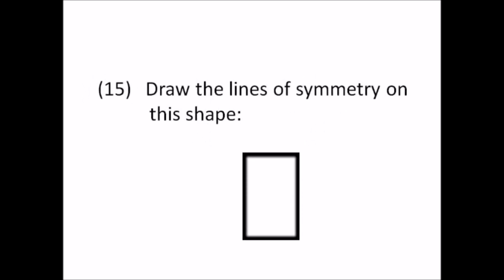Number 15. Draw the lines of symmetry on this shape, and notice I say lines, L-I-N-E-S. What does that mean? One or more than one? Yes, it means more than one. So there would be more than one line of symmetry on this rectangle. Draw them in, and I'm going to give you a clue. There are 2 lines of symmetry. Draw them in properly on the shape, and you would get your full marks.